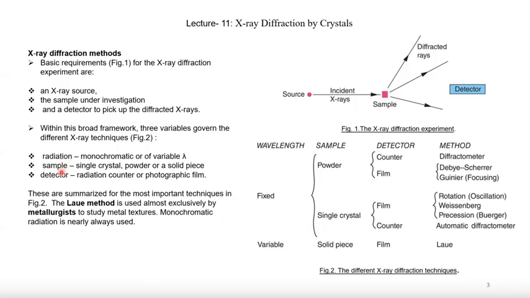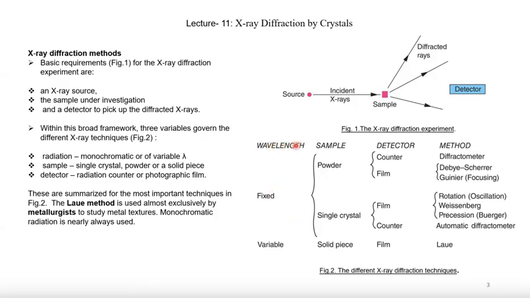One is radiation, another is sample, and the third one is detector. Radiation means we must have a monochromatic or variable wavelength. This we must have. Sample, we can have single crystal, we can have powder, we can have a piece of solid. Detector, we can have a radiation counter or photographic film. Let me explain a little bit here.